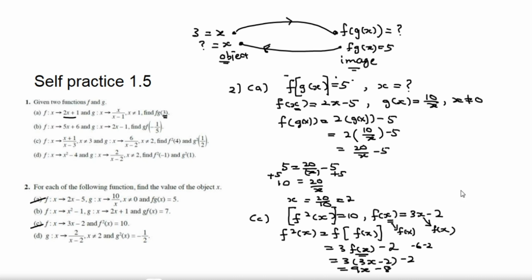And then given that f squared of x is 10, we can equate 9x minus 8 to 10. To find x, we add 8 to both sides. So we have 18 equals 9x. To find x, we divide both sides by 9. So we have x equals 2.